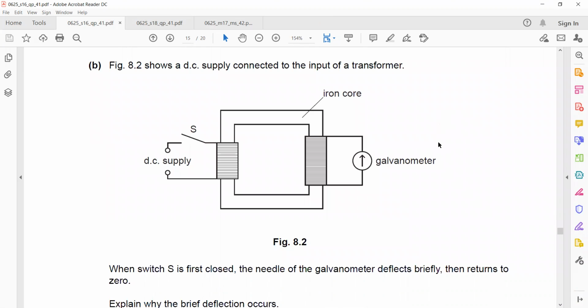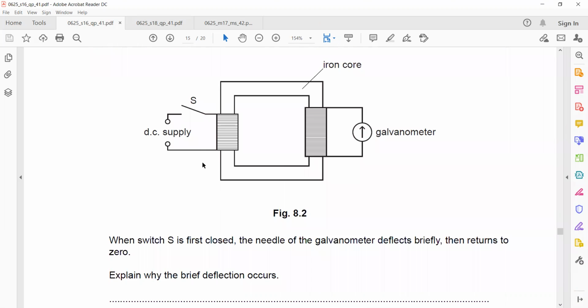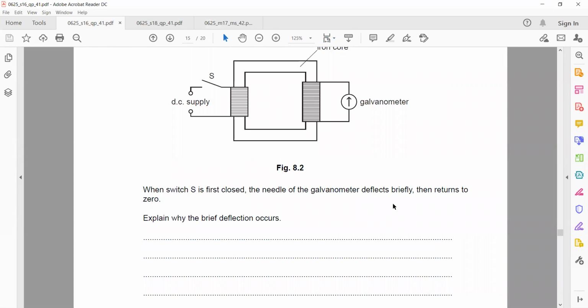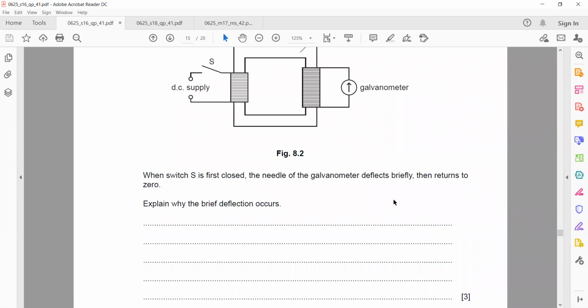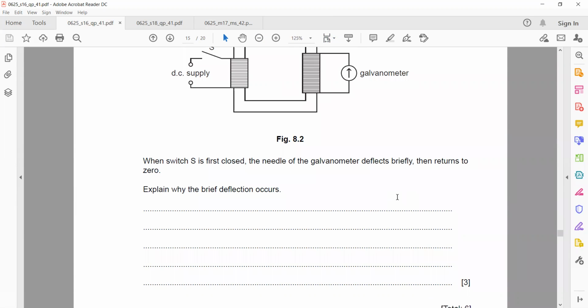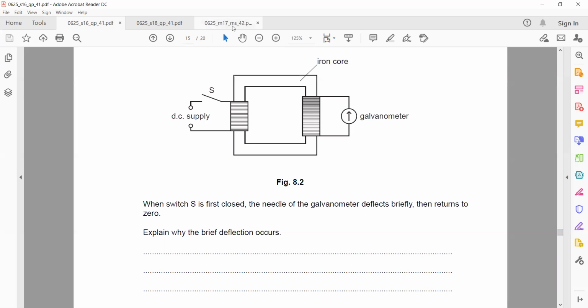Figure 8.2 shows a DC supply connected to the input of a transformer. When the switch is closed, the needle of a galvanometer deflects briefly, then returns to zero. Explain why the brief deflection occurs. It's a DC supply. When the switch is open, there is no current. But the moment we close the switch, there is a current, but it's not a constant current. The current is changing, and then the current will be constant.